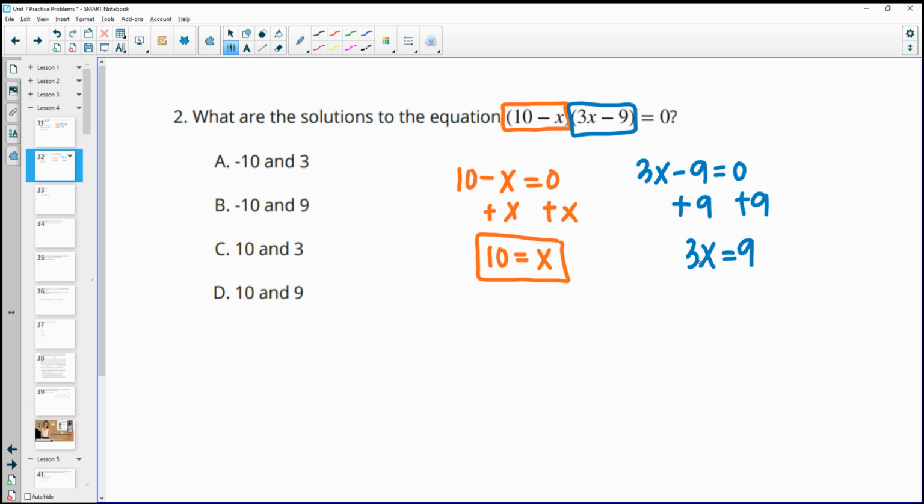Then we have 3 times x equals 9. So we'll undo the multiplication by dividing both sides by 3 because 3 divided by 3 is 1x. So just x. And then 9 divided by 3 is 3. So these would be our two solutions, that x equals positive 10 and positive 3. And we see that as option C.